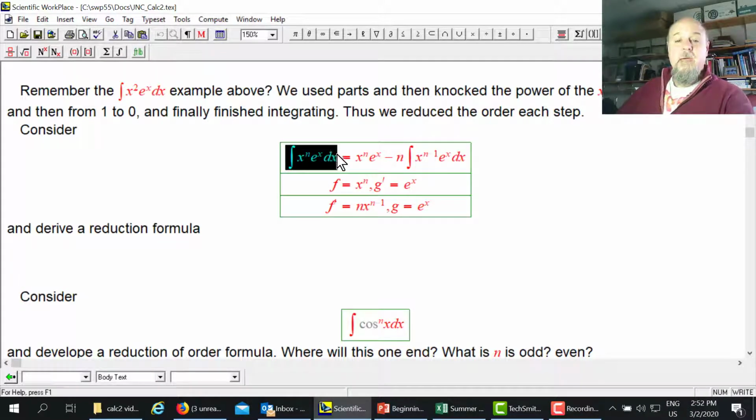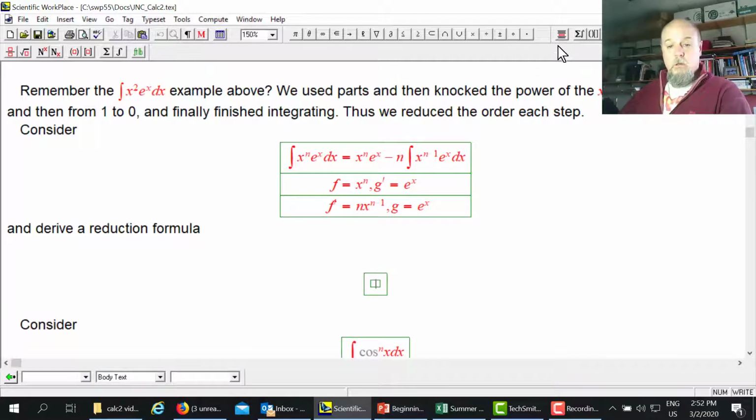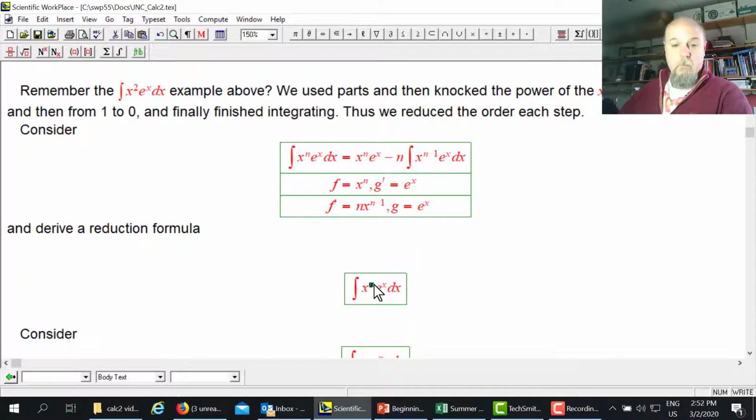So let's make n equal to 4. Now I could do integration by parts once, knock it down to x cubed, twice, knock it down to x squared, 3 times, knock it down to x, 4 times to knock it down to just e to the x. But with my reduction formula, I'm going to use this reduction formula each time.